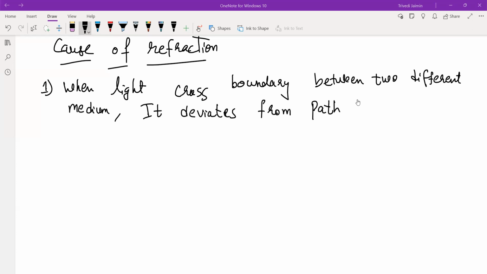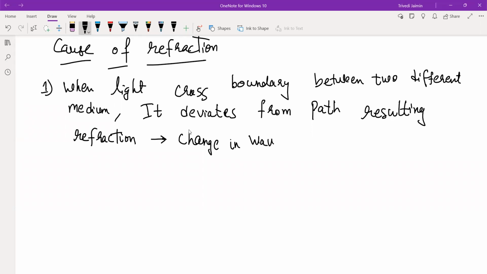From the path, resulting refraction. Yes. Refraction. So because of that change in refraction, there is a change in wavelength also. Wavelength and speed, as you said, velocity.